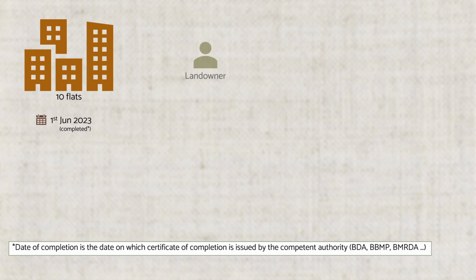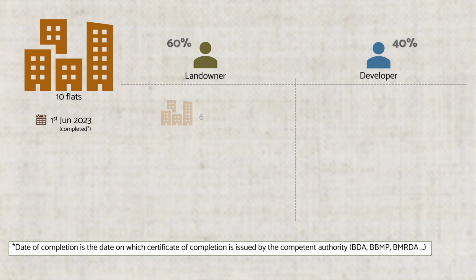After some time, the developer completes construction of these 10 flats. Let's say the date of completion is 1st June 2023. Now what do I mean by completed here? Date of completion here is the date on which the certificate of completion is issued by the competent authority like the development authority, municipal corporation, etc. So as a landowner, your share out of 10 flats would be 60% and the developer's share would be 40%. So you get 6 flats and the developer gets 4 flats.